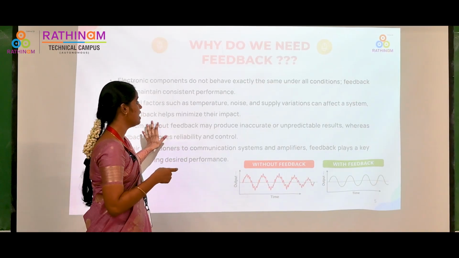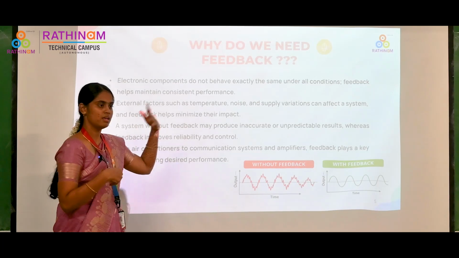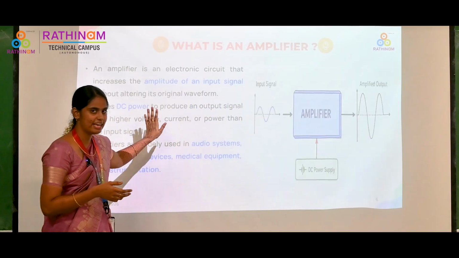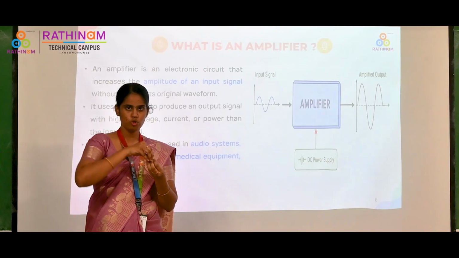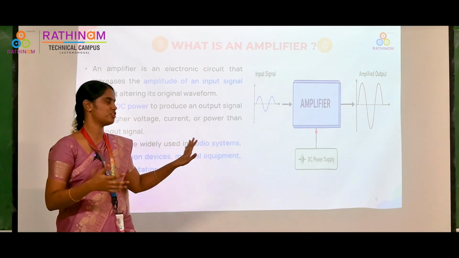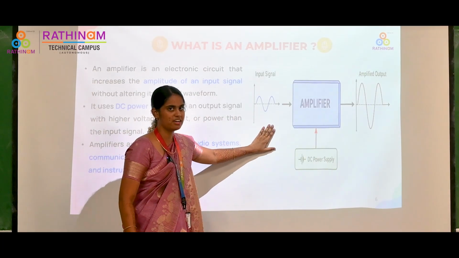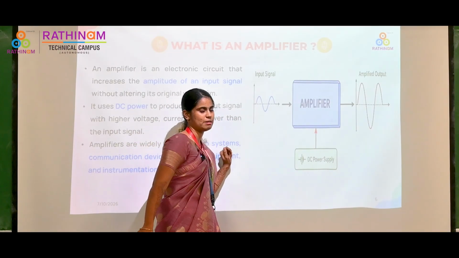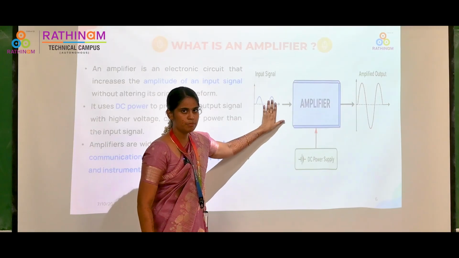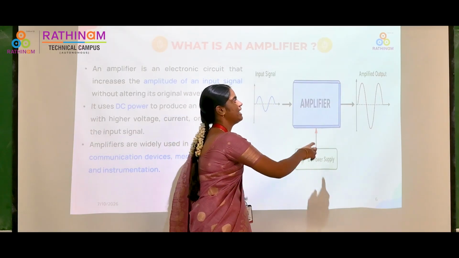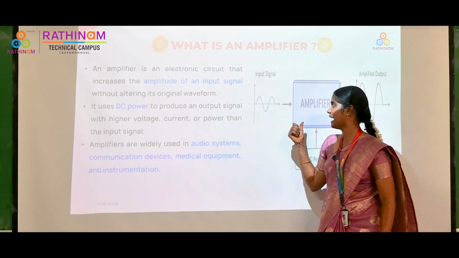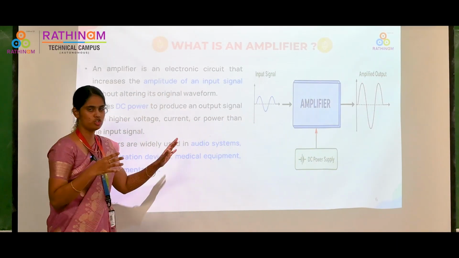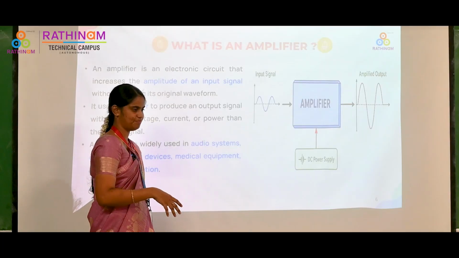The next topic is what an amplifier is. We all know that an amplifier is an electronic circuit used to amplify a signal. This is the block diagram of an amplifier. The amplifier operates on a DC power supply. We give a weak input signal to the amplifier, and at the end we get an amplified output signal. So amplifiers are used to amplify weak signals.